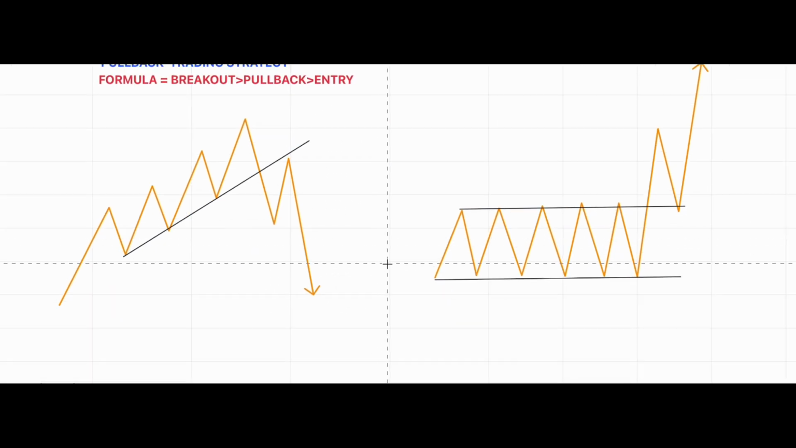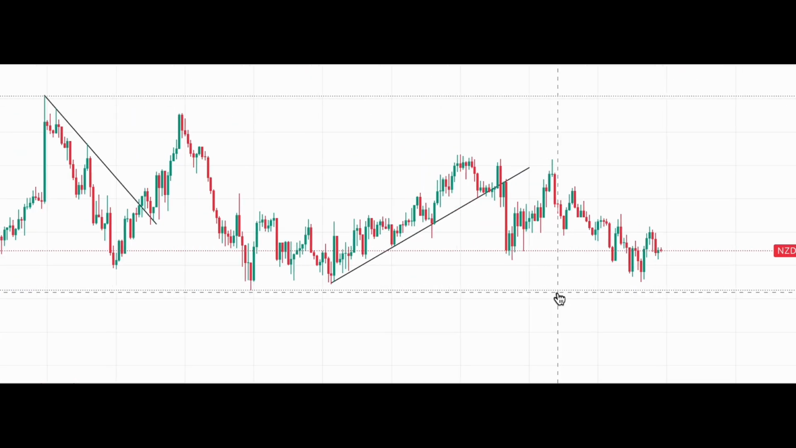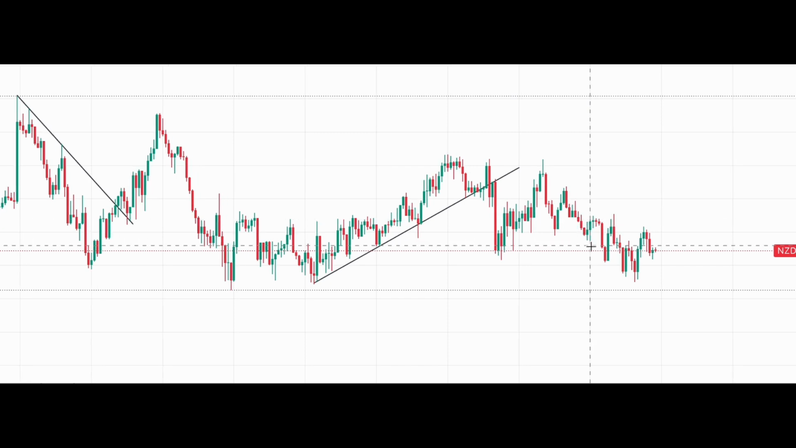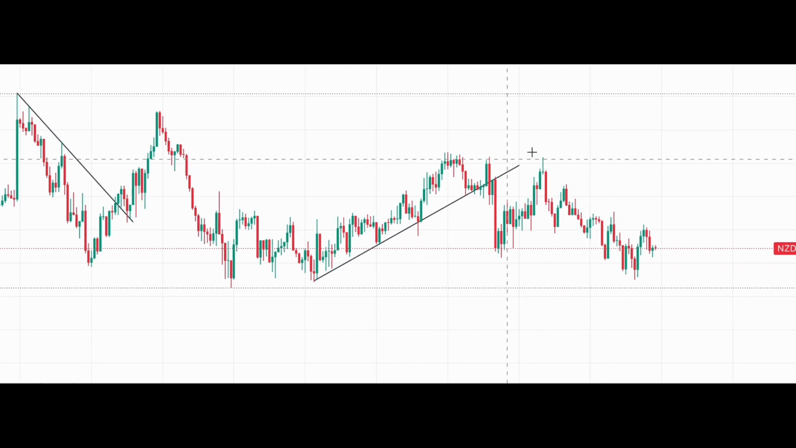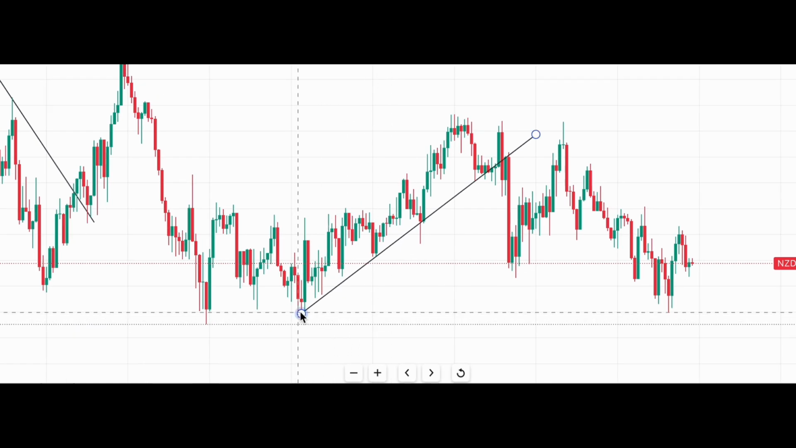So let's see the live chart example. This is one of the charts that I found recently. I have a lot of these pullback trading setups. Here is one of the trend lines. As you can see, we have a lot of touch points. Then suddenly the price has a breakout. So we know we just have to wait.